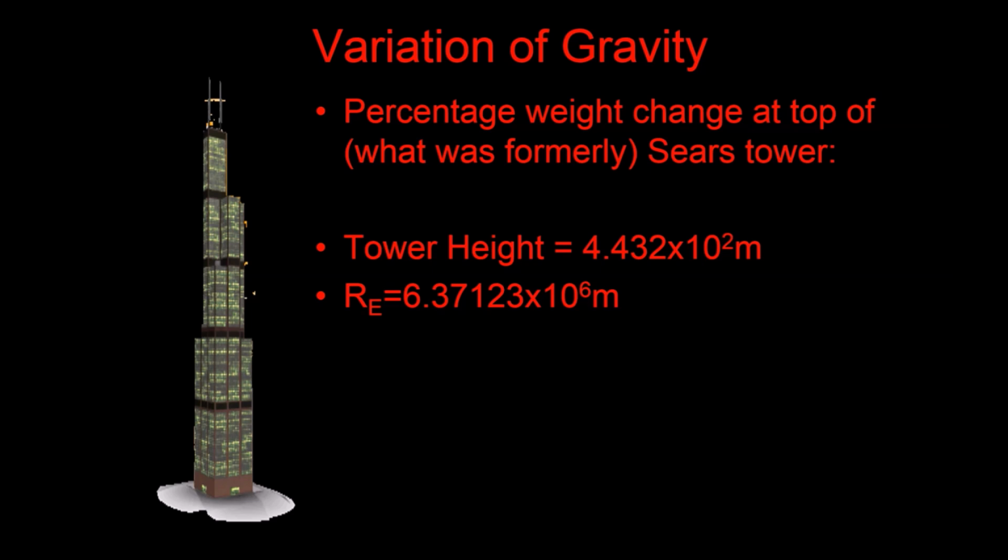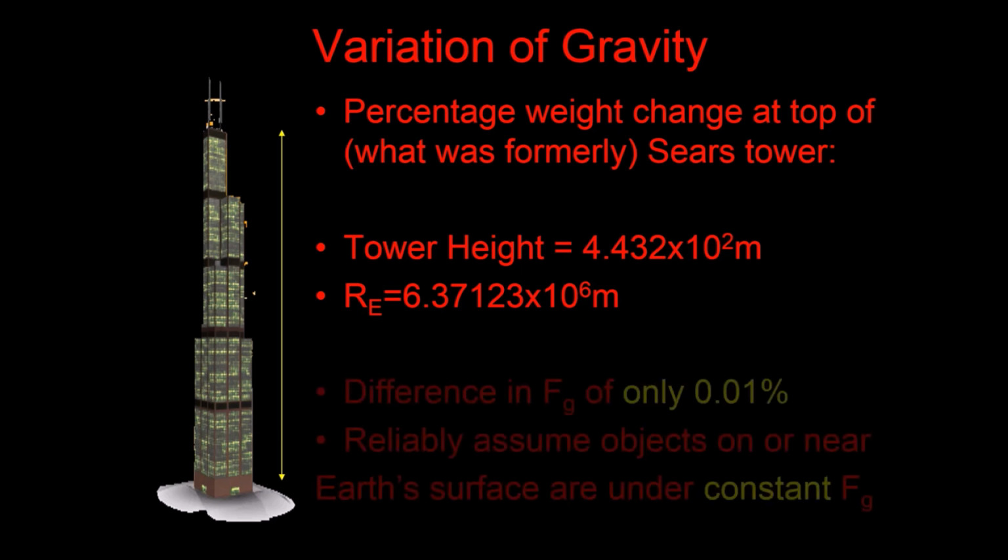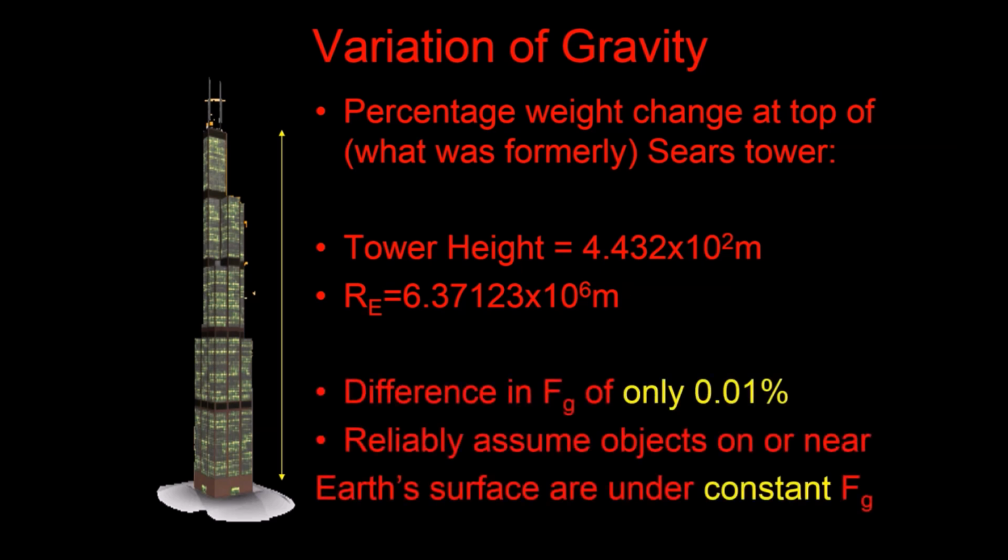So if we just look at, say, how much our weight changes if we go to the top of what's now, I think, called Willis Tower, until somebody else buys it, we can take a look at how much our weight varies. The tower height here is 400 meters. The radius of the Earth, though, is 6 times 10 to the 6 meters. This means if we go from the bottom of this tower to the top of this tower, the difference in the force of gravity is only 0.01%.